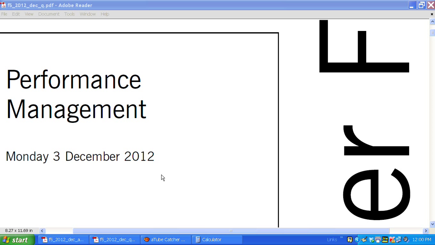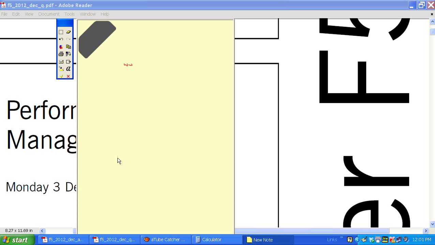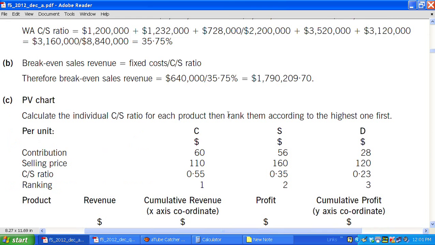This session we shall focus on cost, volume, profit analysis, and I would encourage you to get a copy of this question paper. You can download that from the ACCA website, accaglobal.com. You can also download the answer sheet as well, which I have right here with me.